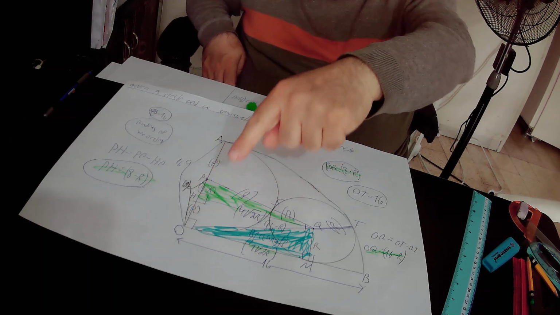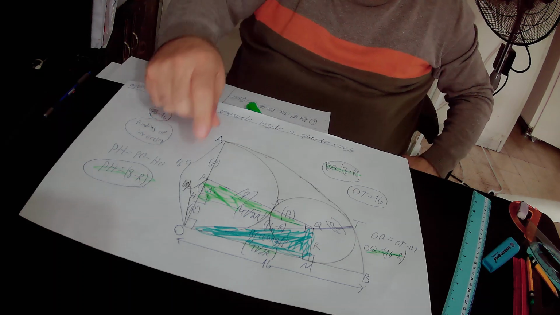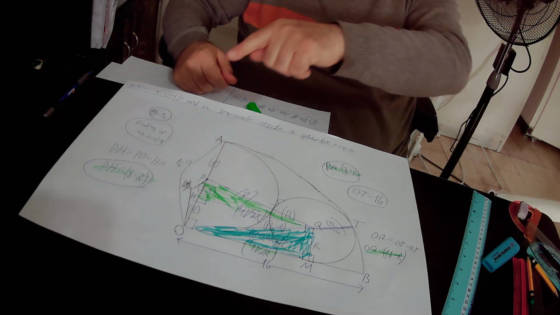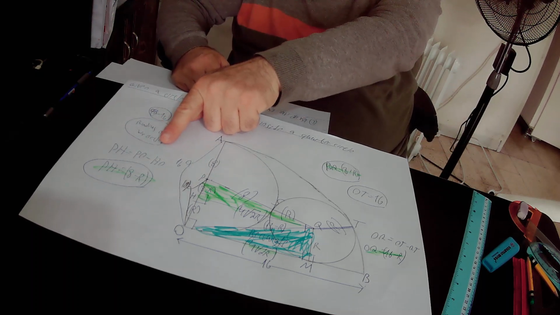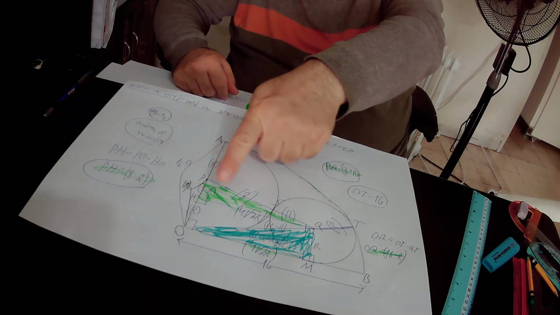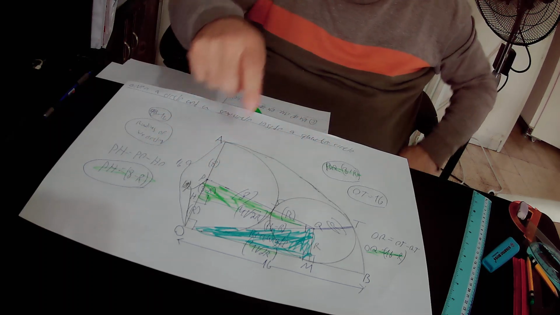PO equals 8. So what is the length of this small line segment PH? PH equals PO minus HO. So PH equals PO, that is 8, minus HO, that is R. So in total, PH equals 8 minus R.